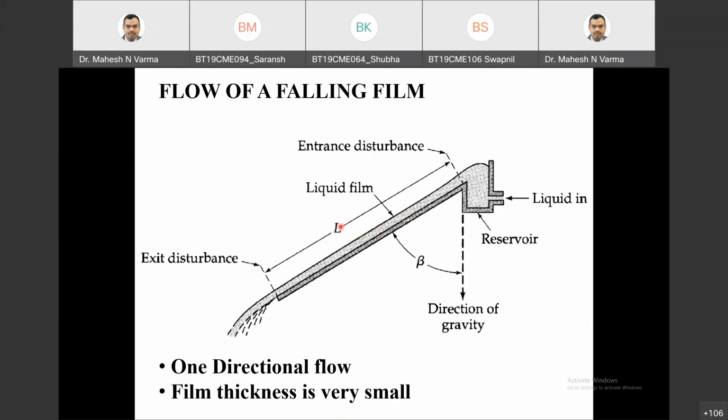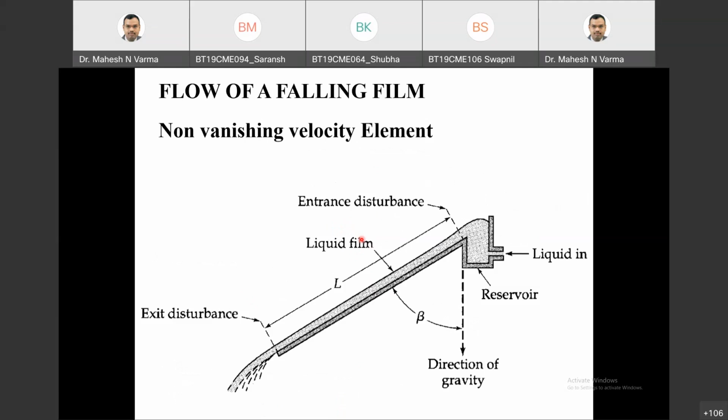So that is what is given, and this will be the non-vanishing velocity component. Which velocity will be there? This is the only velocity for the flow of the fluid. It will not flow perpendicular to the screen, and it will not flow perpendicular to the plate either.